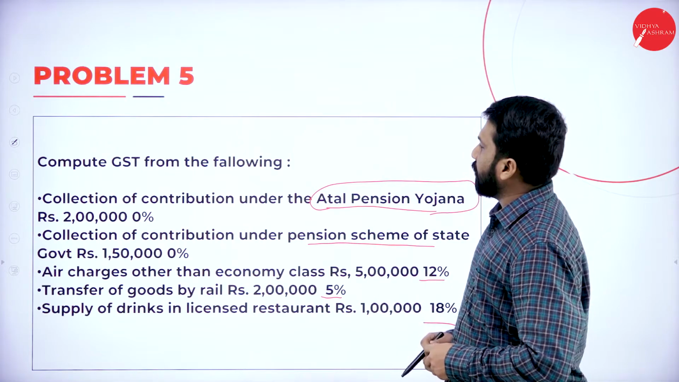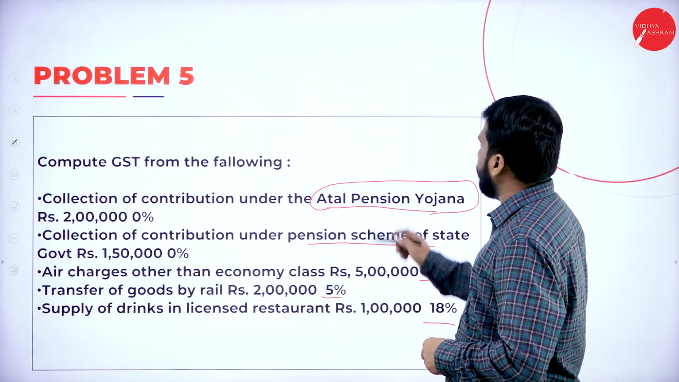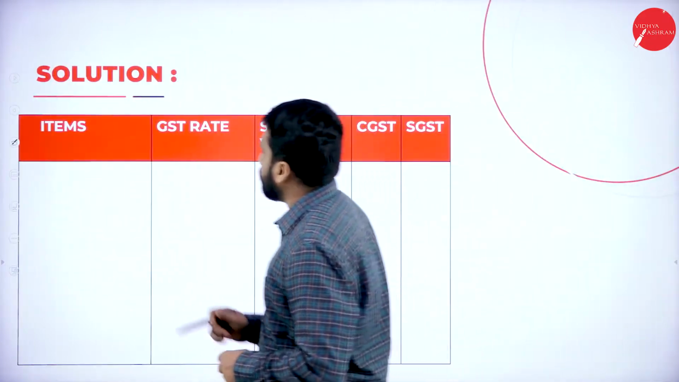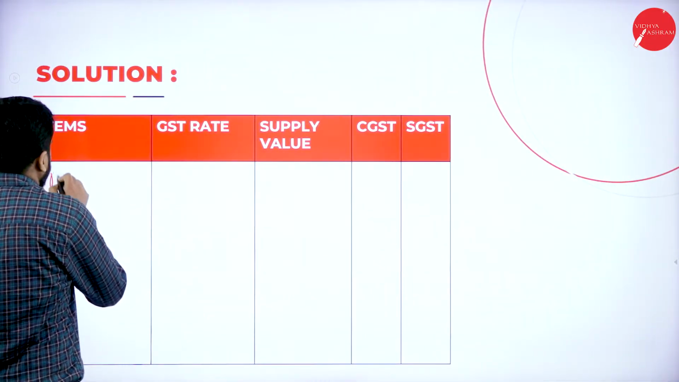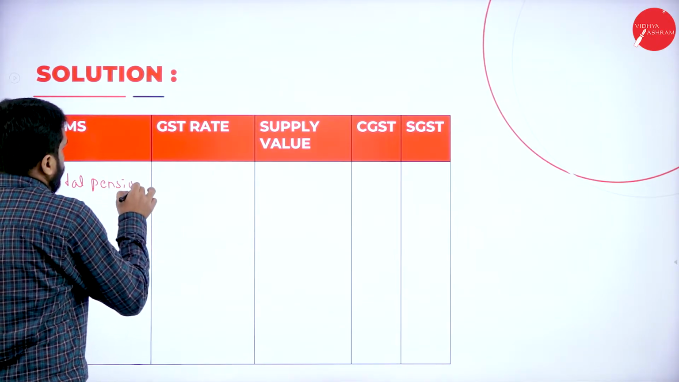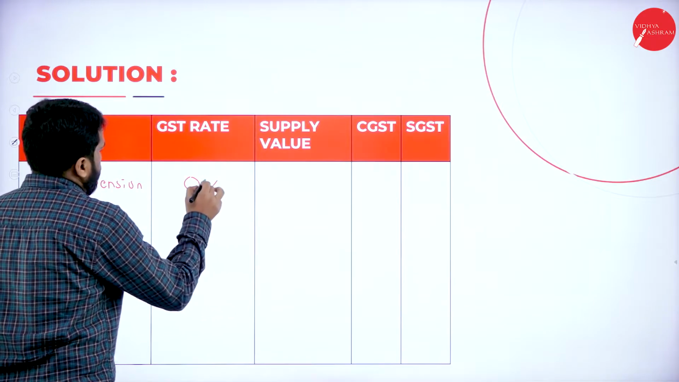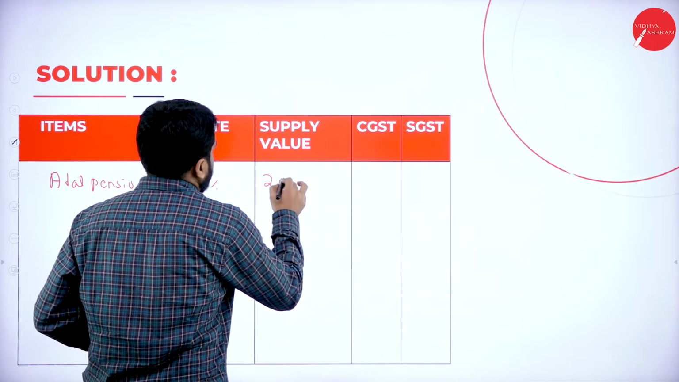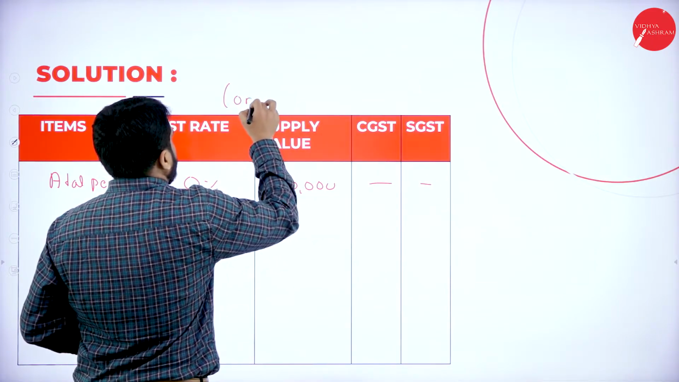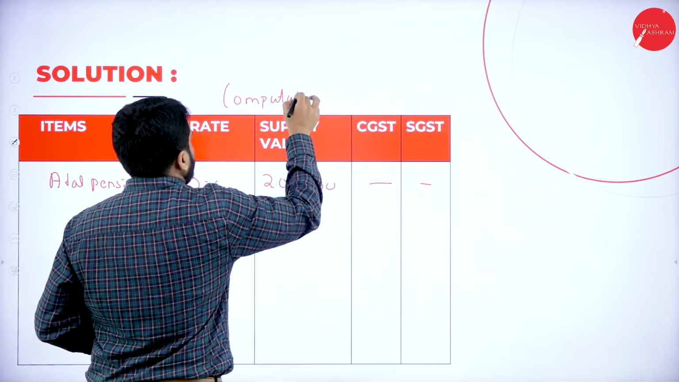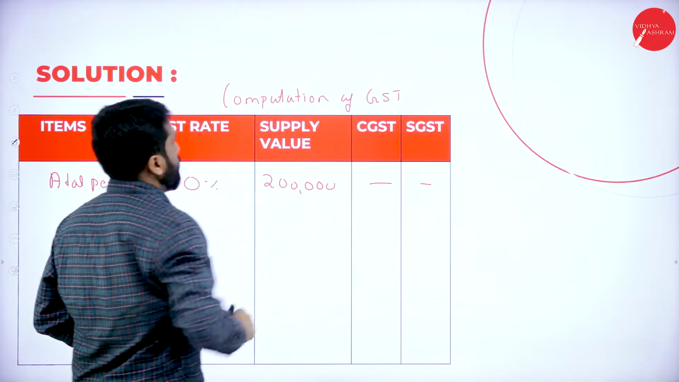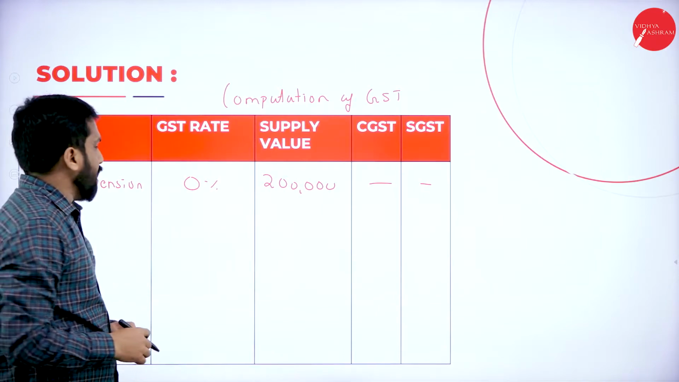Now, first one, collection of contribution under Atal Pension Yojana, 2 lakh rupees. Percentage is 0%, and the value is 2 lakh, and the calculation part is nil. Computation of GST. Hope you are clear. Yes. Now, second one.